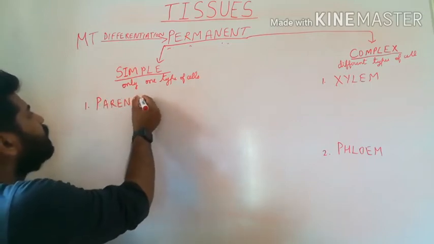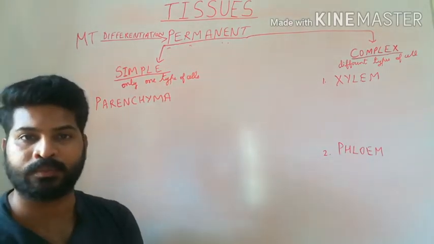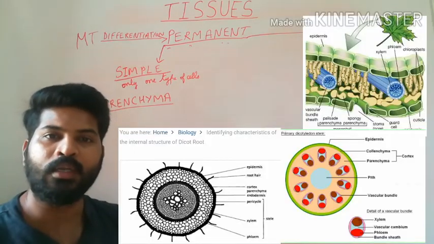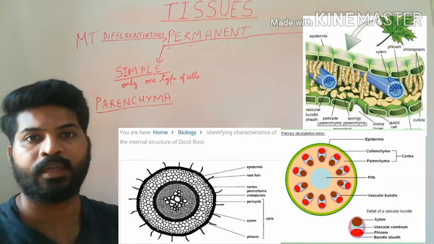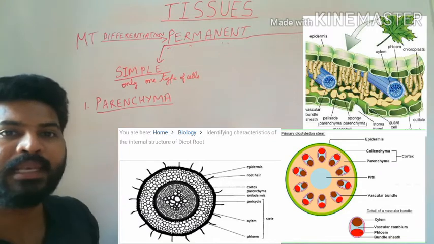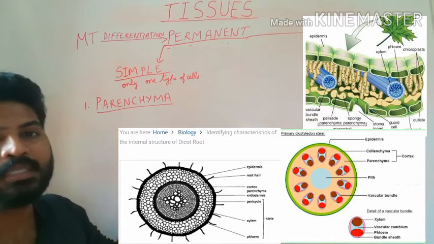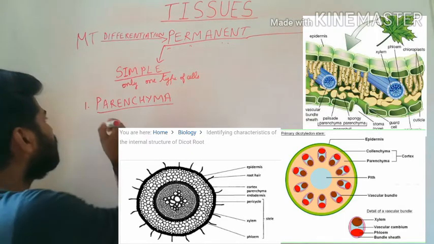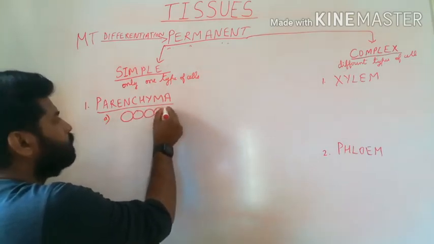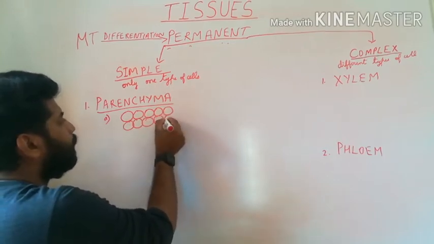The first type of simple permanent tissue is parenchyma tissue. Parenchyma tissues are found almost everywhere in the plants, in the root, in the stem, in the leaf, in the flowers, etc. So parenchyma tissues are filling tissues. Wherever space needs to be filled, these parenchyma cells are present. The parenchyma cells are usually spherical or hexagonal in shape, and they are closely packed.